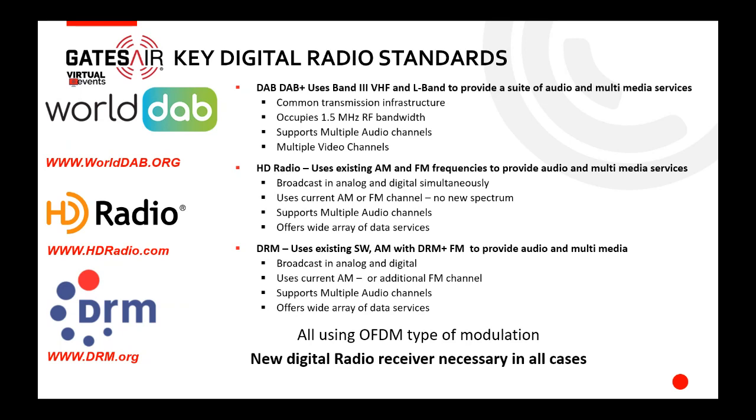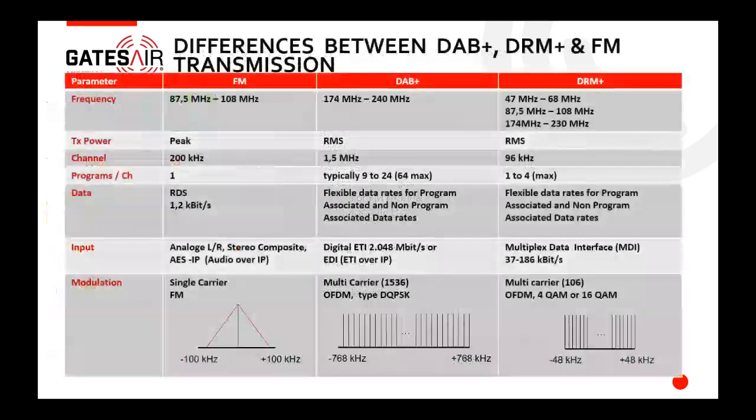The benefits of OFDM, in addition to being a robust modulation platform, also really allow for very nice use of single frequency networks. But in any case, to access these digital technologies, a new receiver is necessary in all of them. So receiver availability becomes a pretty big deal.